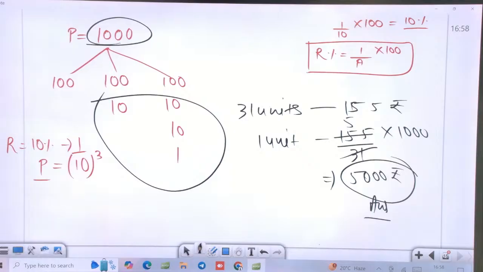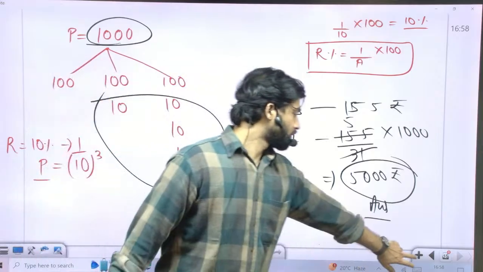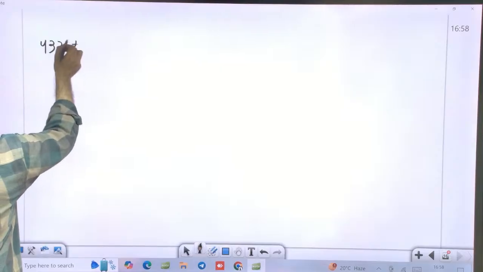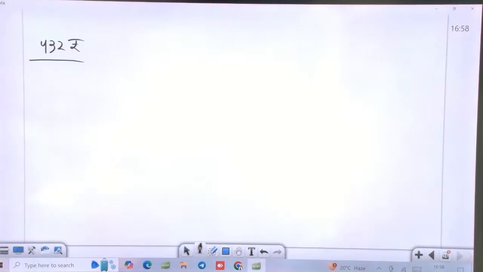The difference between CI and SI for 3 years at the rate of 20% per annum is 432 rupees. Find the principal. Hurry up.